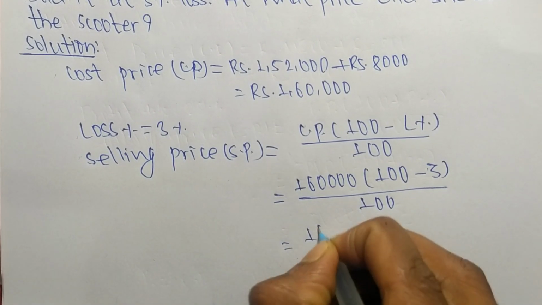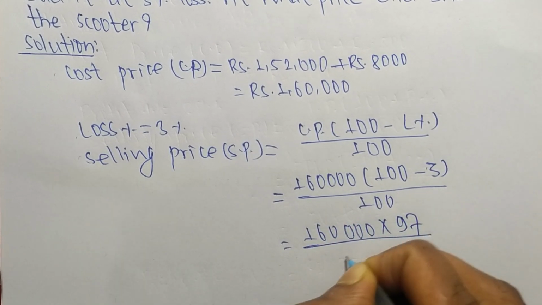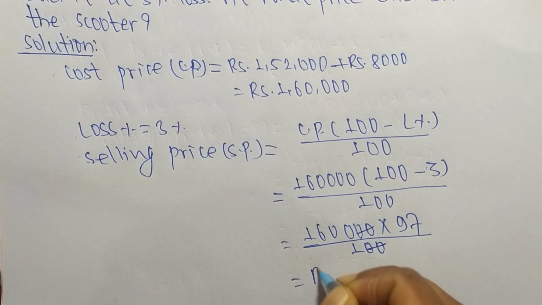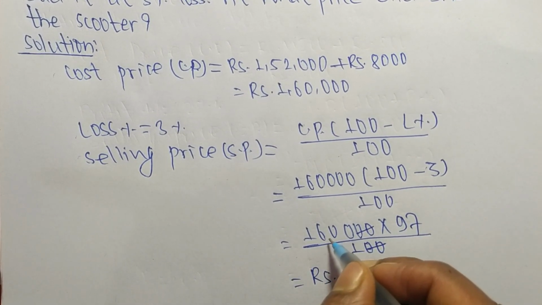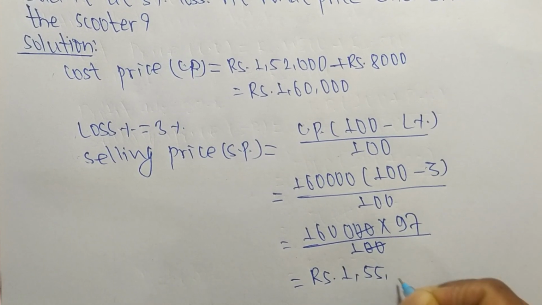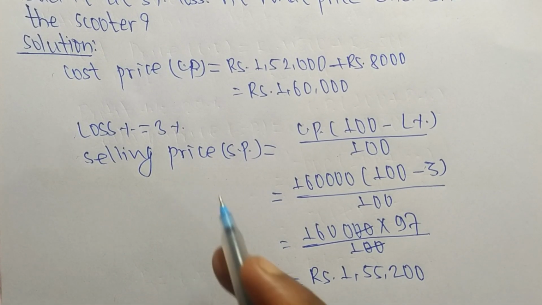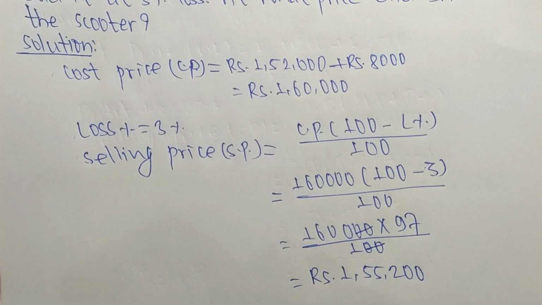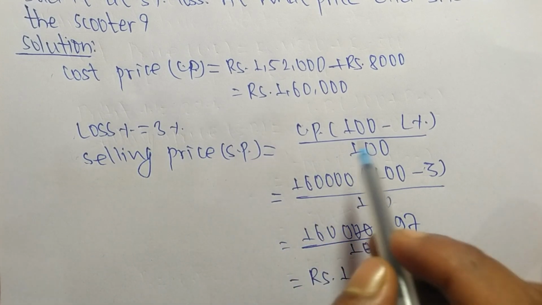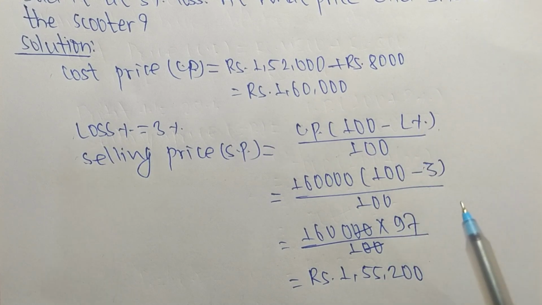So it is 160,000 into 97 by 100. So these both 0s cancel, and when we multiply 1600 into 97, then we get 155,200. So the selling price of the scooter is Rs 155,200. And we have to remember that to find SP we use CP into (100 minus loss percentage) by 100. So this one is the formula.